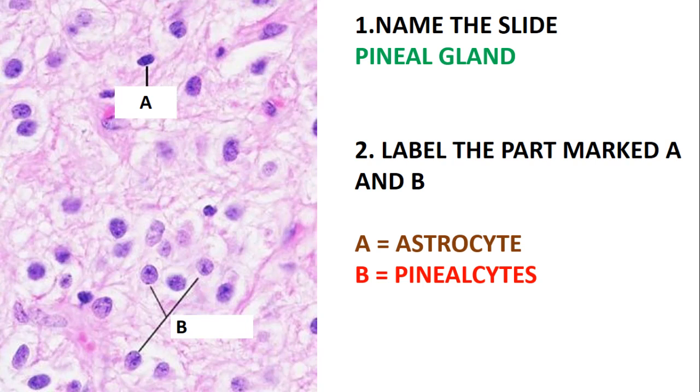One of the contents you need to understand when you talk of the pineal gland is the presence of the brain sand. But for this slide, we haven't projected the brain sand. Instead, we have just indicated the part which has only the cells, which is the astrocyte and the pinealocytes. So make sure that you are able to identify the pineal gland when the brain sand has been projected or it hasn't been projected.